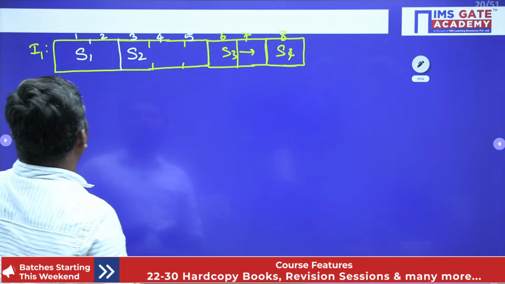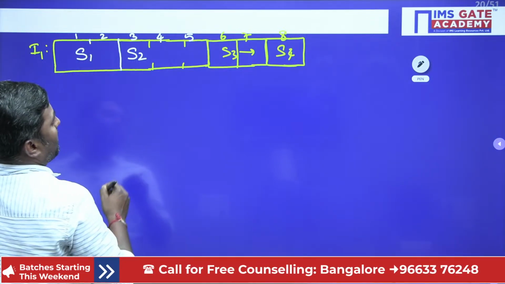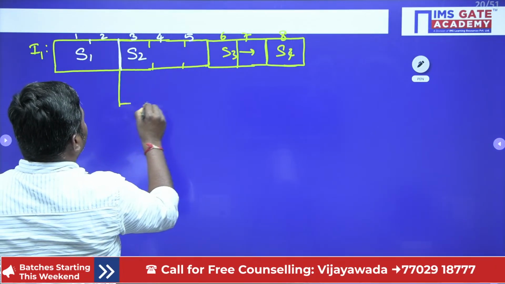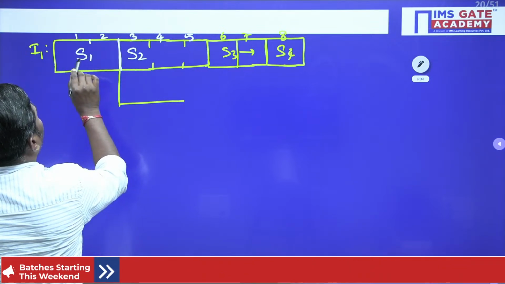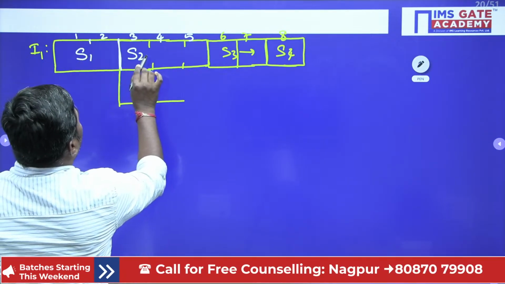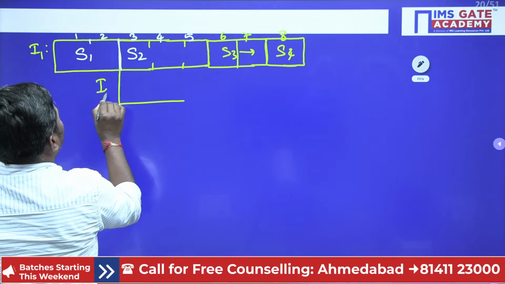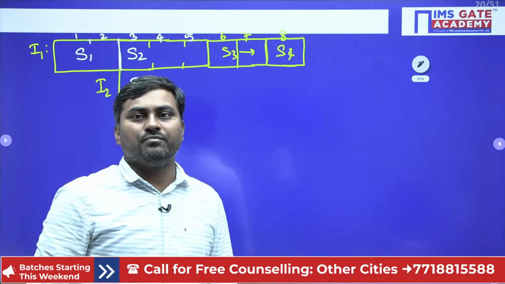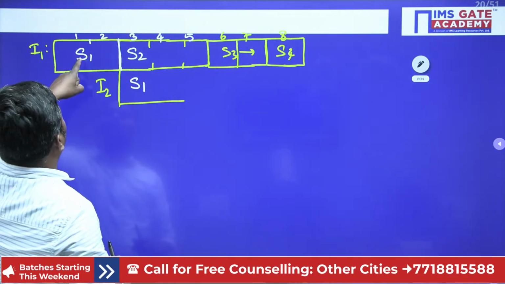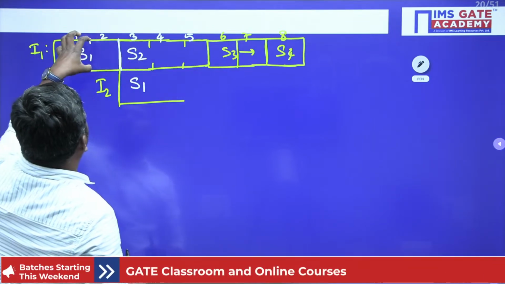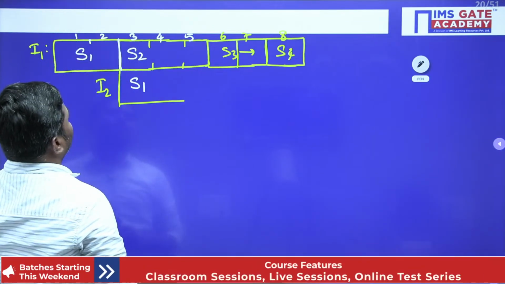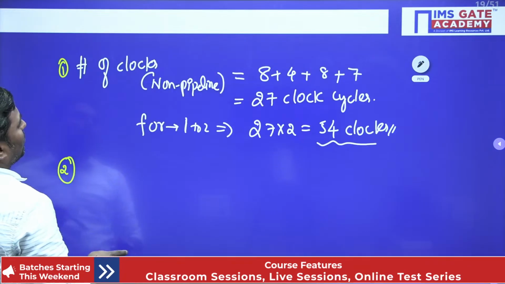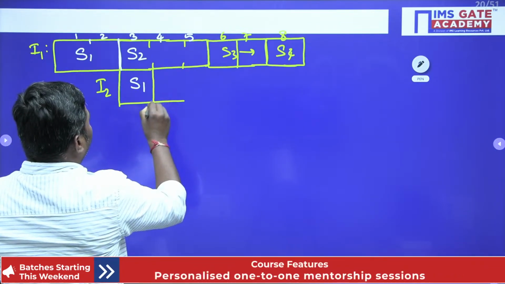Correct. Now we have to run instruction 2. Observe instruction 2. Whenever instruction I1 completes the stage 1 work and is doing the stage 2 work, can I give S1 to instruction 2 or not? Confirm me. Yes. When instruction 1's stage 1 work is over, this hardware is free, so we give it to instruction 2. I2 requires S1 work for 1 clock cycle only, so this will complete here.